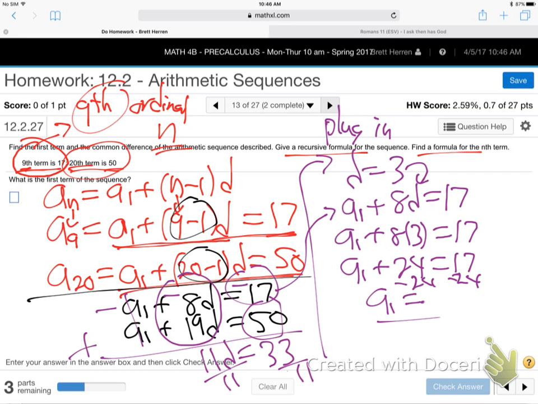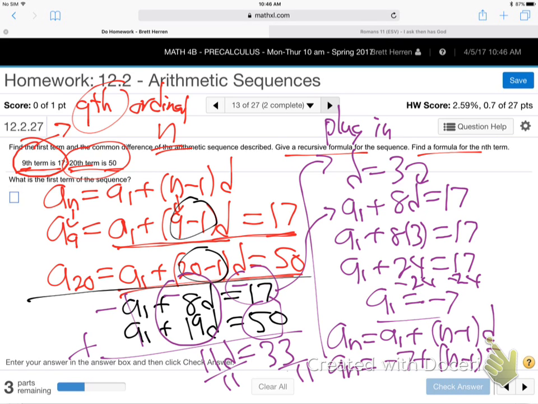We got it. We got the formula. A1 is minus 7. So the formula A sub n is A1 plus n minus 1D. We've got it. A1 is minus 7. N minus 1D is 3. There's the formula. We're out of time. We can clean it up and answer their other questions easily. That's the lion's share of the work right there. We'll do another one of these next time. All right, this is not due till after spring break, really.